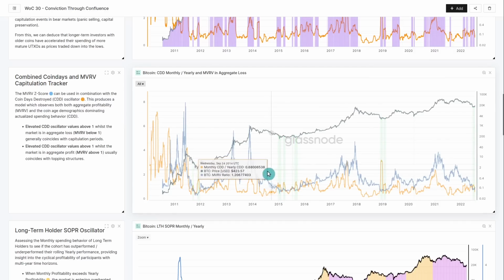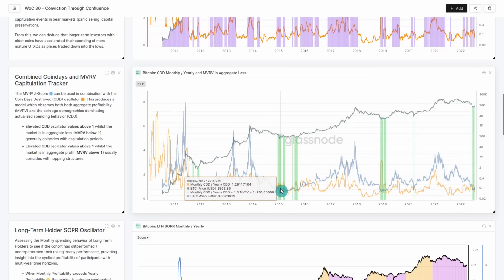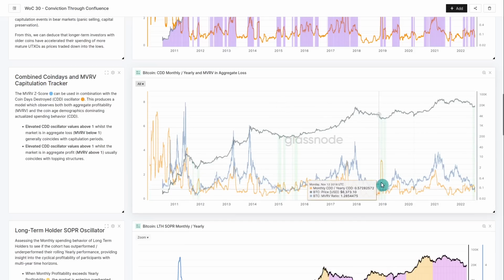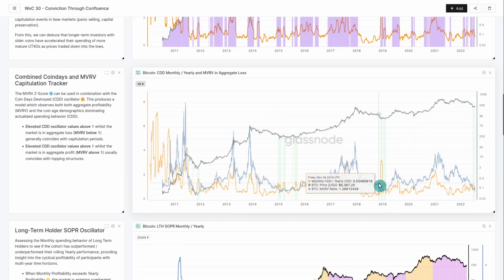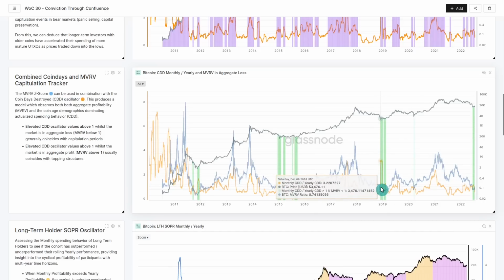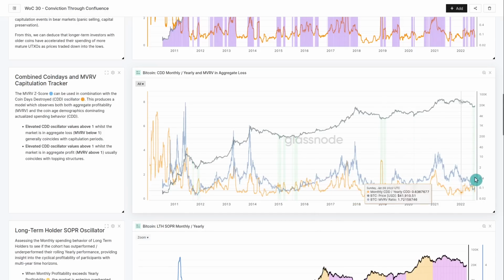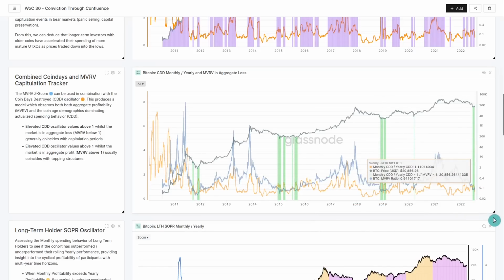When we have the MVRV in blue trading below 1, meaning the market on aggregate is underwater on their position, and we have these spikes in coin days destroyed, a large amount of coin day destruction in the recent month relative to the last year also tends to signify a capitulation. And that's what these green zones are picking up. Areas where we essentially have both the market underwater, increasing the probability of capitulation, and coin days destroyed spiking higher relative to their yearly average.